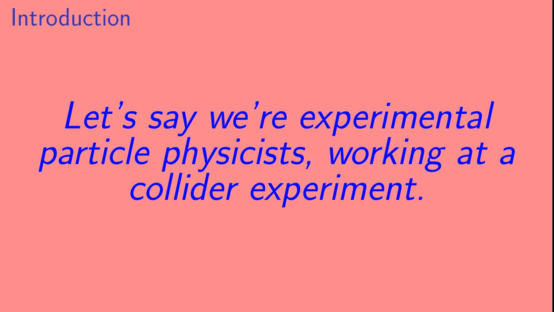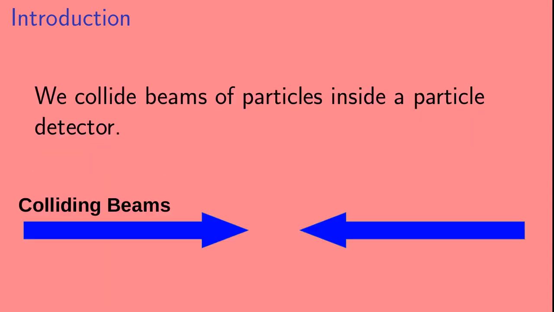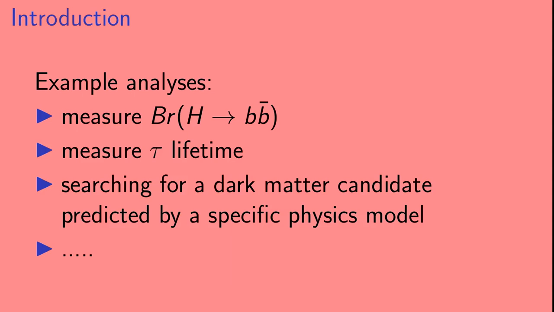Okay, so let's say we're experimental particle physicists working at a collider experiment. We collide beams of particles inside a particle detector, represented here as a cylinder, as they tend to be cylindrical. To give a few examples of possible things experimentalists do at collider experiments, we could be trying to measure the branching fraction of the Higgs boson to BB bar, so that's the fraction of the time that the Higgs boson decays to a B quark and a B antiquark.